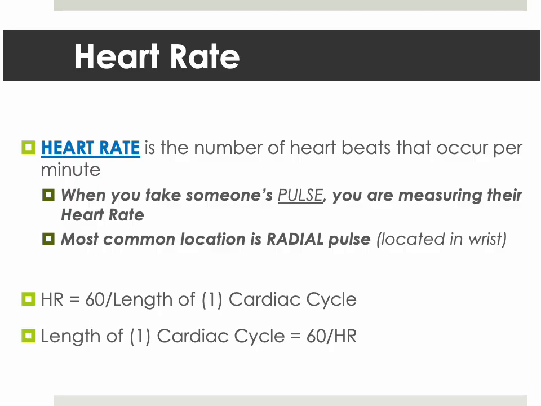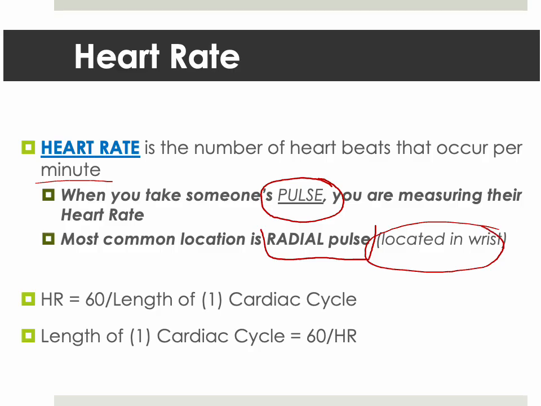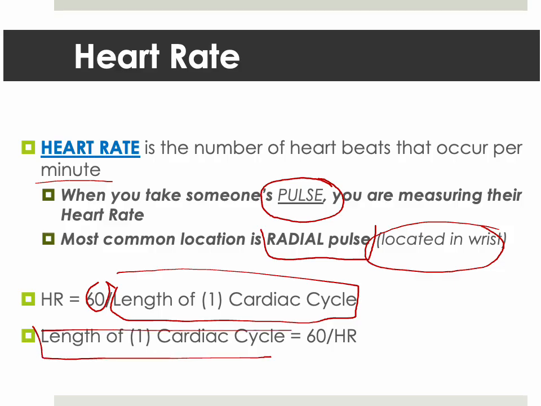Alright, so heart rate. Heart rate is the number of beats that occur in 1 minute. Okay? This is what you will feel when you measure someone's pulse. Usually in adults, you will feel it at the radial pulse, around the wrist, below your thumb. Heart rate is the amount of beats during the length of a cardiac cycle. The cardiac cycle is the one that we talked about, 60 per minute. Okay?